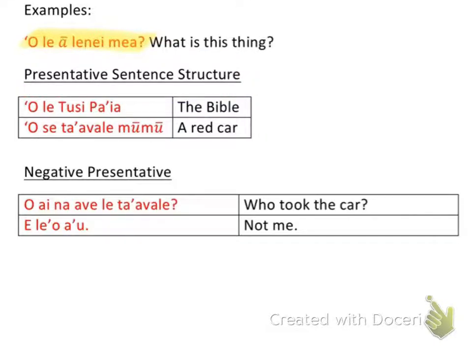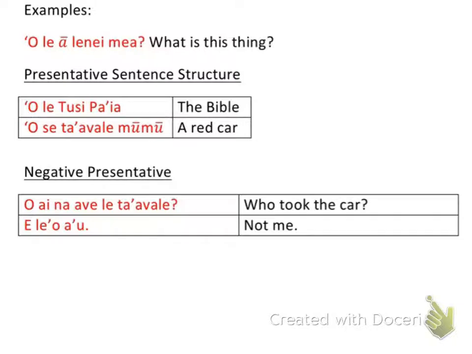So let's say they're pointing towards a book and they're not familiar with the Bible. Then you could say "o le tusi paia". Okay, because the Bible is a thing, it's a book, and so I need to put a particle O before that, and then I say what it is. Okay. And let's say they're a kid and they don't know what a car is, and you say, well, that's a red car. It's "o se ta'avale mumu". Okay? So a car is, again, a thing, and so we need to use a particle O to present that noun phrase. Okay?